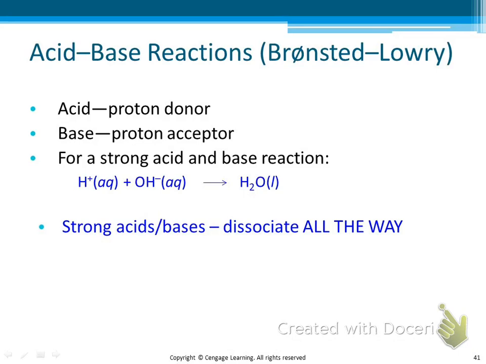So there are two main theories for acids and bases. One is called Bronsted-Lowry acids and bases, and one is called Lewis acids and bases. And we focus on Bronsted-Lowry acids and bases based on the way they classify.